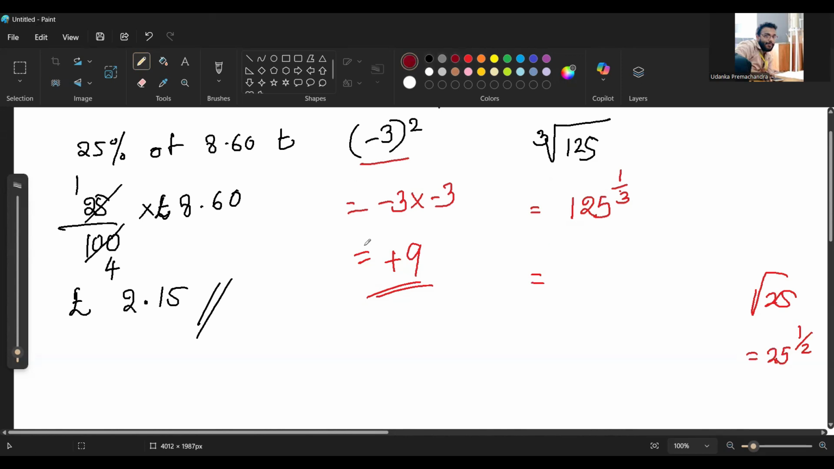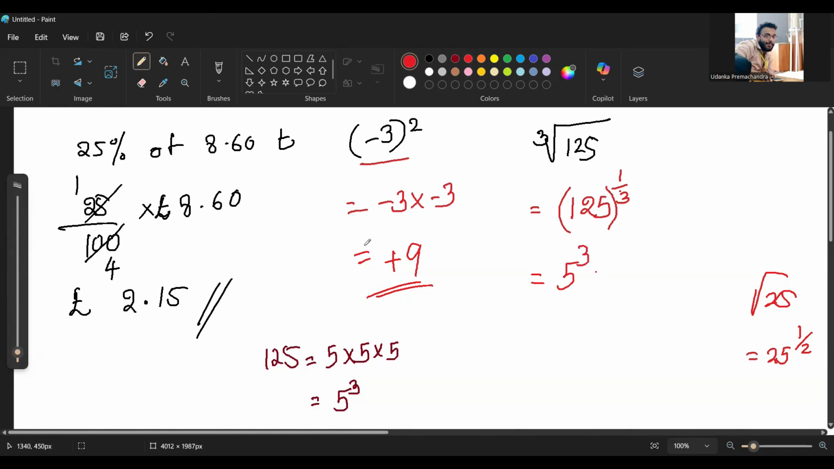Is it a power of any value? 125, you can write it like here 5 into 5 into 5. Is that clear? 5 into 5, 25. 25 into 5, 125. 5 to the power 3, no? Yes. Here 125 can be written as 5 to the power 3. Okay, for this.